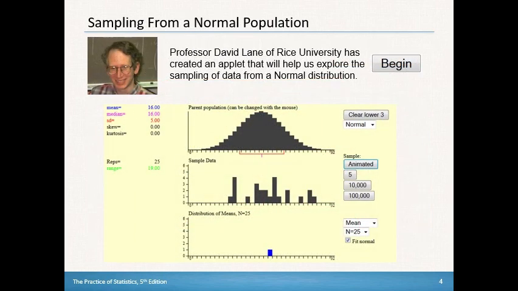All right, this slide is paying homage to a particular professor at Rice University who developed a web-based applet that we're going to play around with.